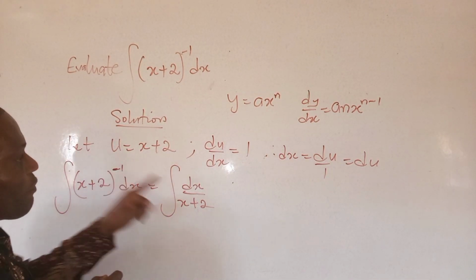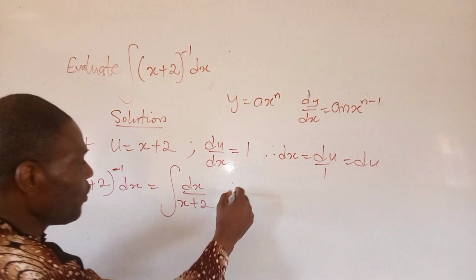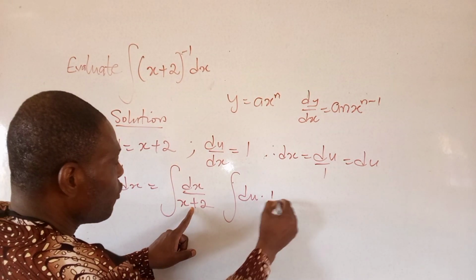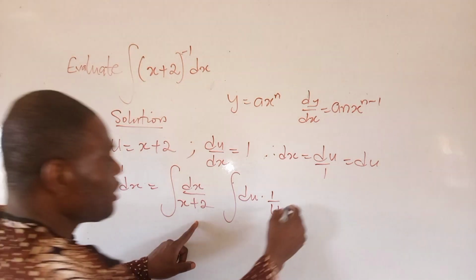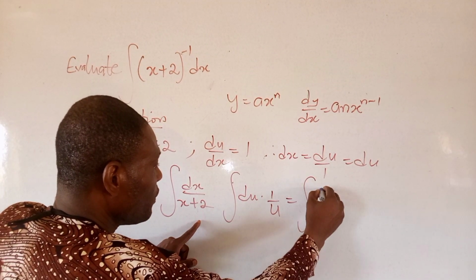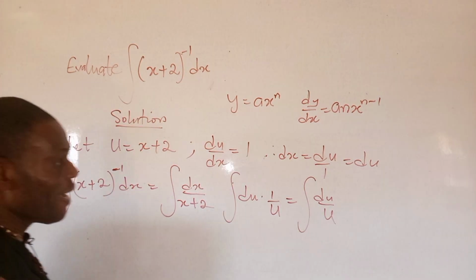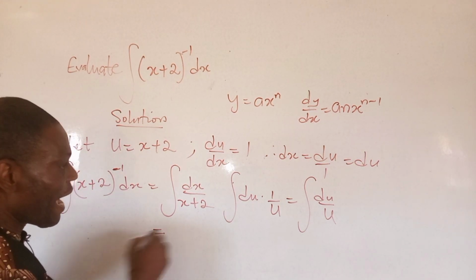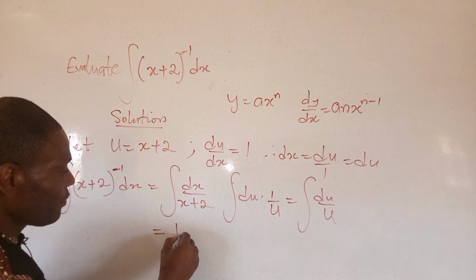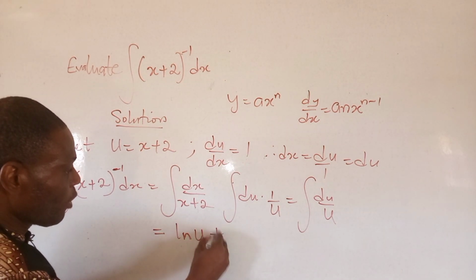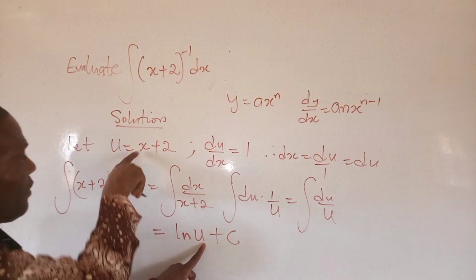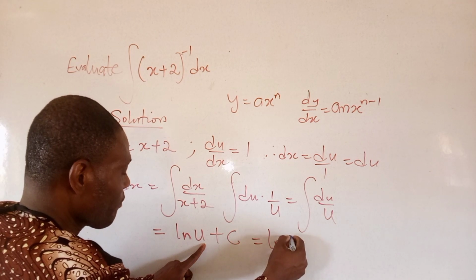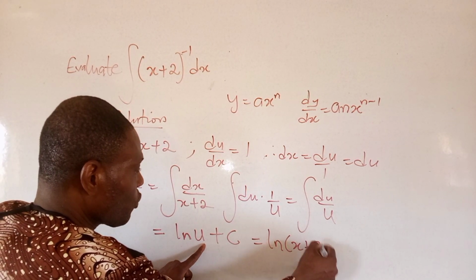So at this point, for my dx, I only have du. So this will give me du times 1 over that, which is 1 over u. So at this point, I'm going to have du over u. So the integration of du over u is the same thing as ln u plus c.